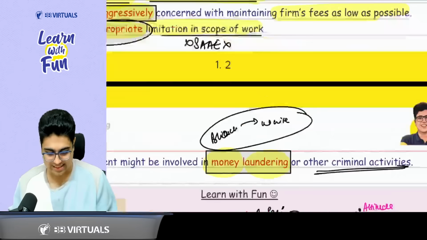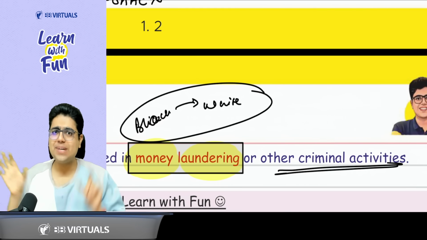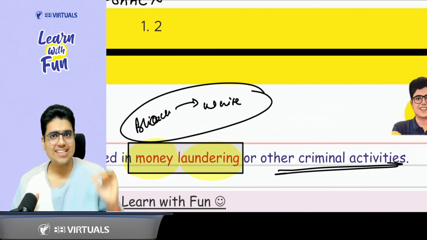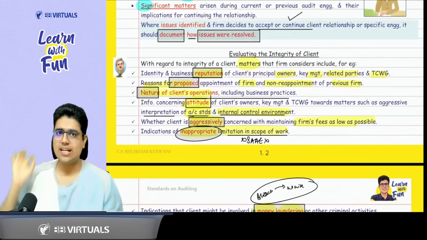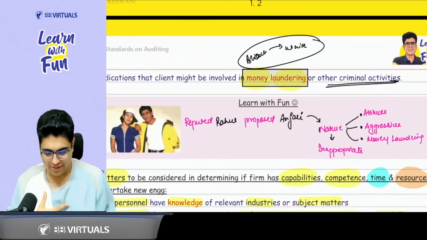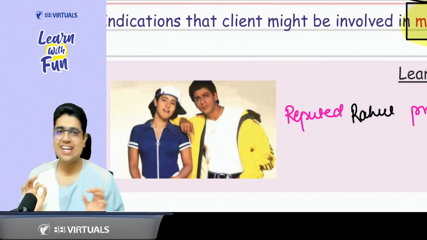And last point says client is involved in money laundering. Black money to white money. Is it good? No, sir. Less integrity, don't accept. So I hope all of you understood what the points are trying to say. Now let's learn them. So we will learn them through this story of Rahul and Anjali. Who are they? Rahul and Anjali.